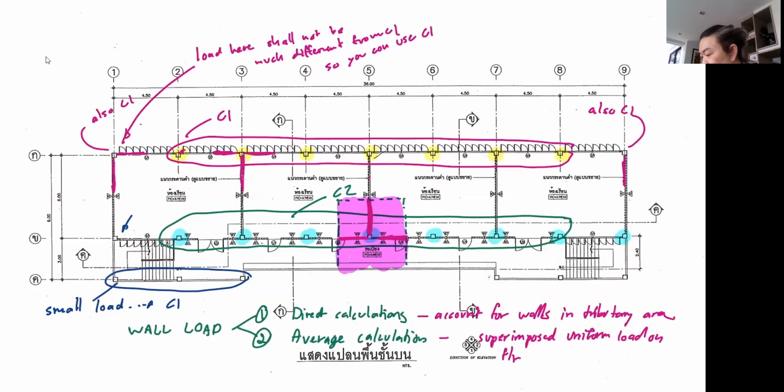Okay. And don't forget roof. Okay. Don't forget roof. Okay. So that's going to cover the column. Any question?